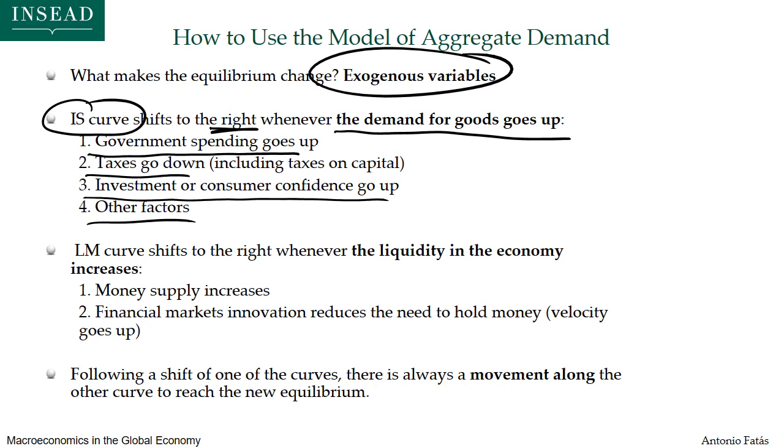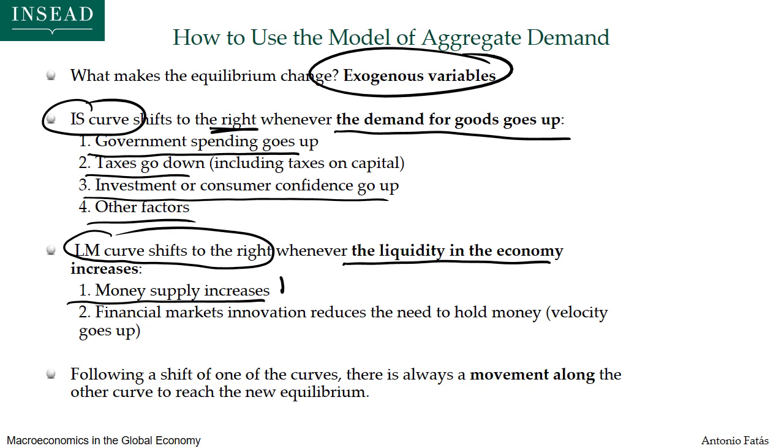Now, what could be exogenous changes that make the LM curve shift to the right? These will be changes that make the liquidity in the economy increase. We can think about it in terms of supply or demand for money. If the money supply increases, we're going to have a shift to the right of the LM curve. We're going to have the same effect if we can come up with exogenous changes that push money demand downwards. A very simple example is innovation in financial markets that reduce the need to hold money. So the demand for money exogenously goes down.